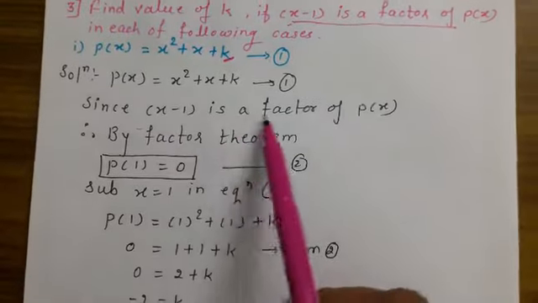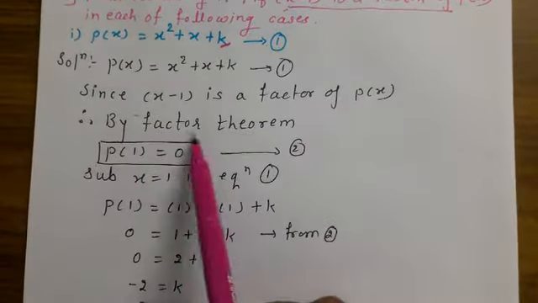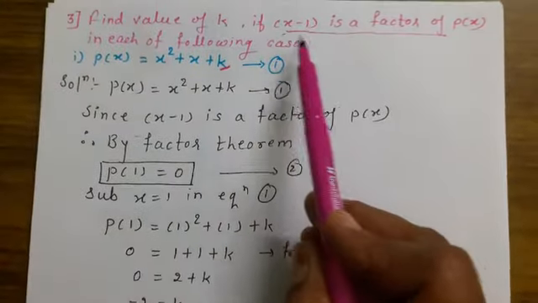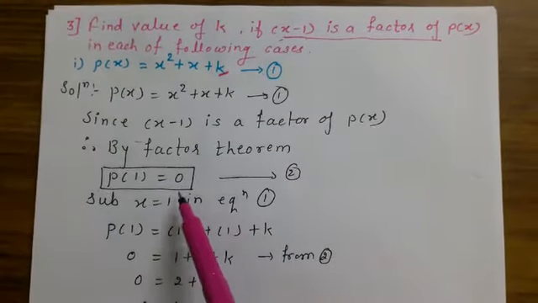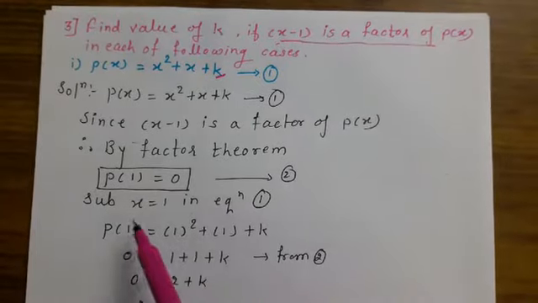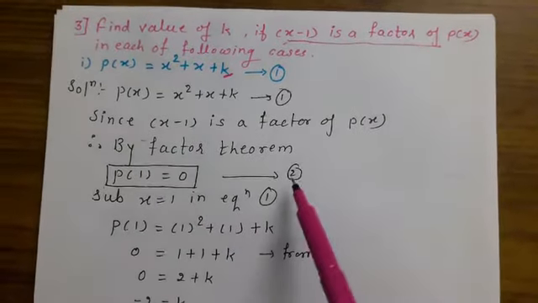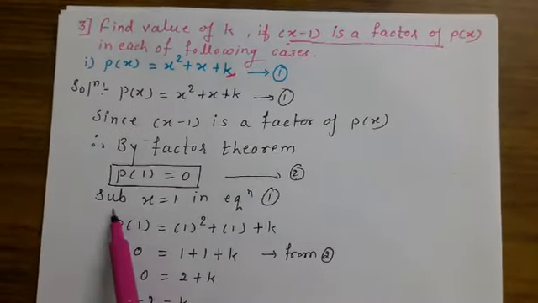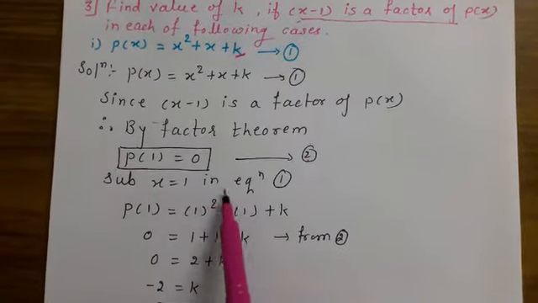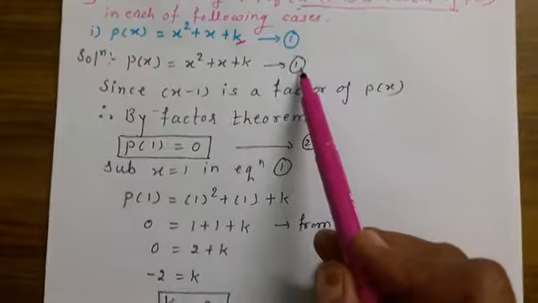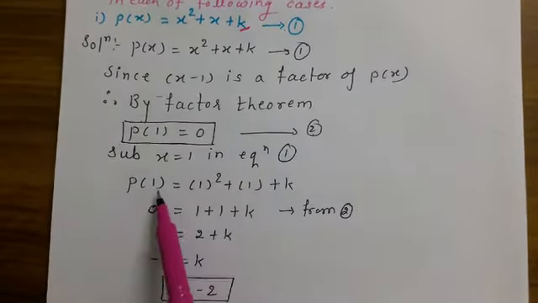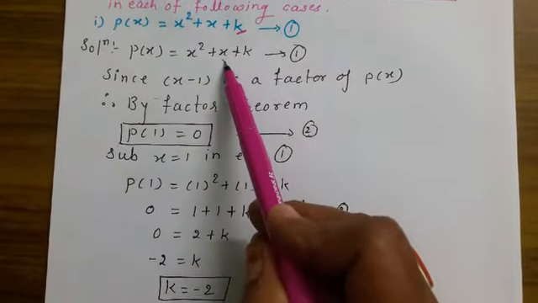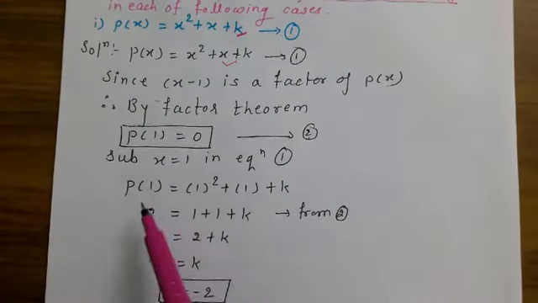Since x minus 1 is a factor of P of x, therefore by the factor theorem P of 1 is equal to 0. When it is x minus 1, then P of 1 is equal to 0. When it is x minus 2, P of 2 is equal to 0. We will call this equation 2. What will we do now? Substitute x is equal to 1 in equation 1. That is P of 1. The change will happen in the first equation.